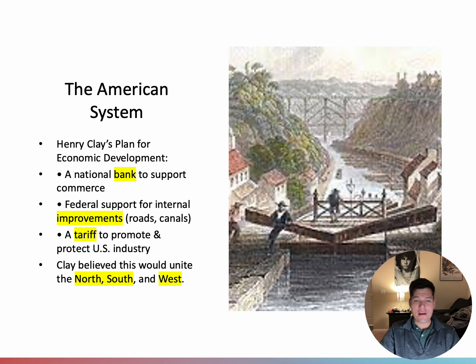Now we're going to be talking about the American System. This is something we've also talked about this week, and you can see Henry Clay being mentioned. Henry Clay introduced the American System, which was a plan to support economic development. The key components were the establishment of a national bank, federal funding for internal improvements such as railroads and canals, and a tariff to protect American industries. Henry Clay believed these measures would help unite the South, the North, and the West by creating economic independence.